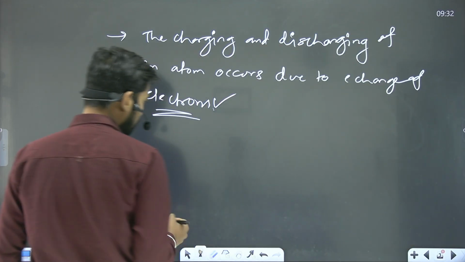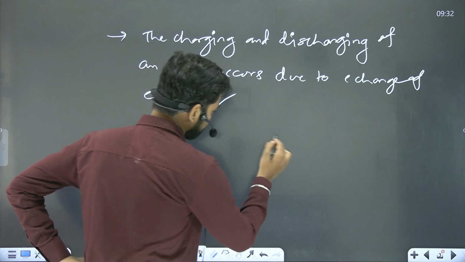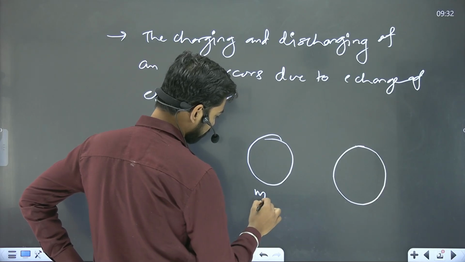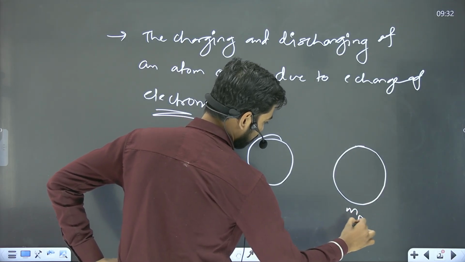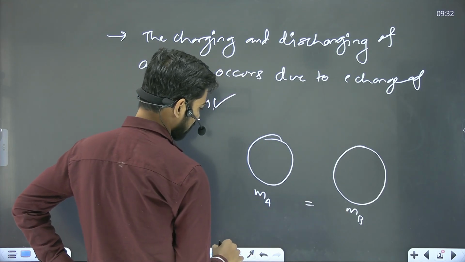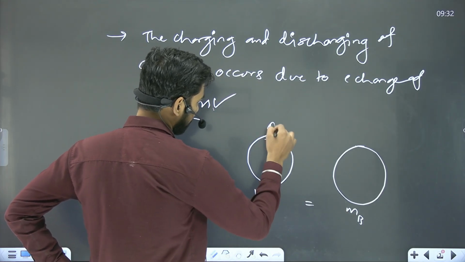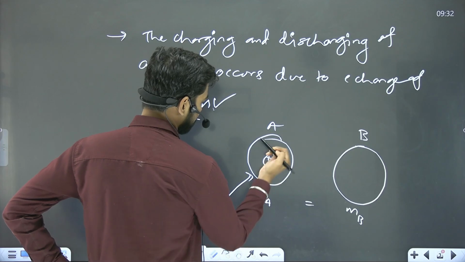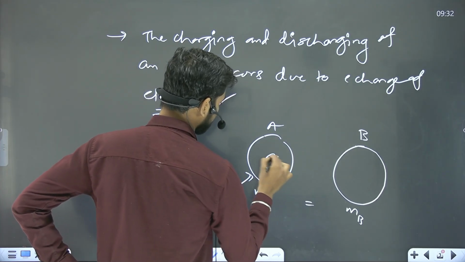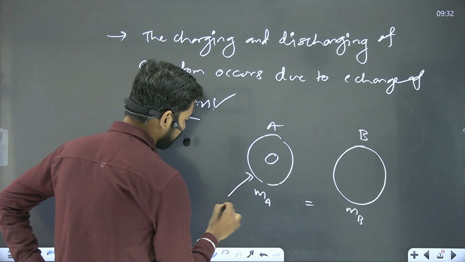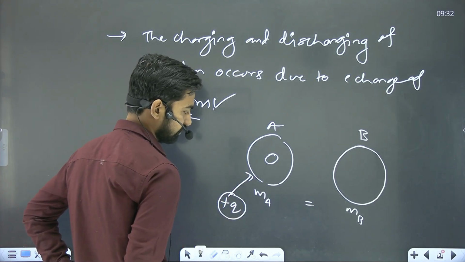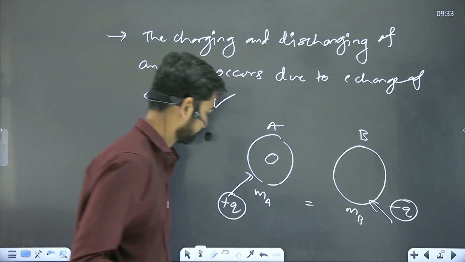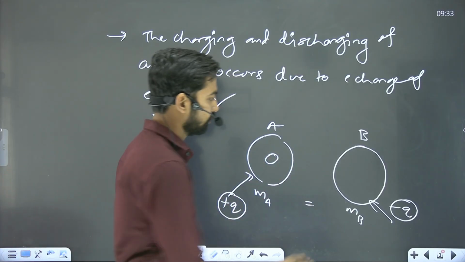Now, let's suppose I am asking you one question. There were two different atoms. The mass of A and mass of B is equal. And let's suppose I have given this A atom some additional charge. It was earlier a neutral atom. I have supplied some positive charge to this atom, and some negative charge to the other atom. Plus Q and minus Q I have added to both of these atoms.